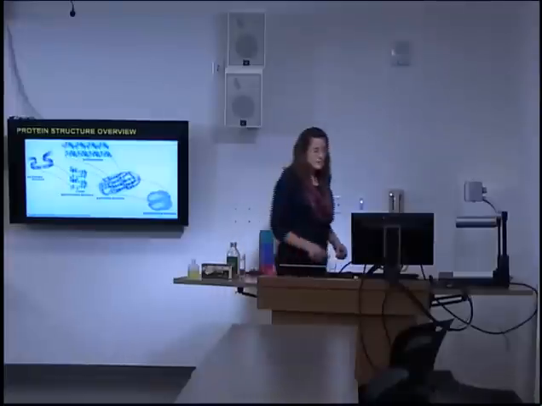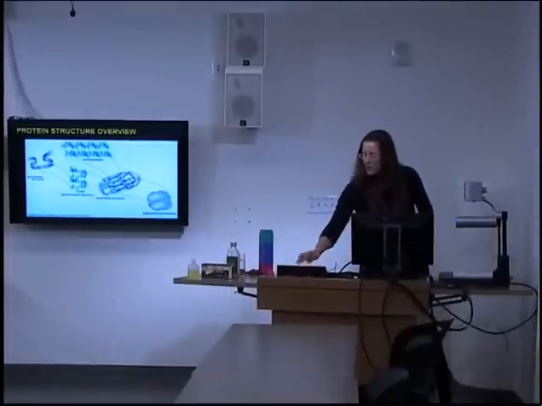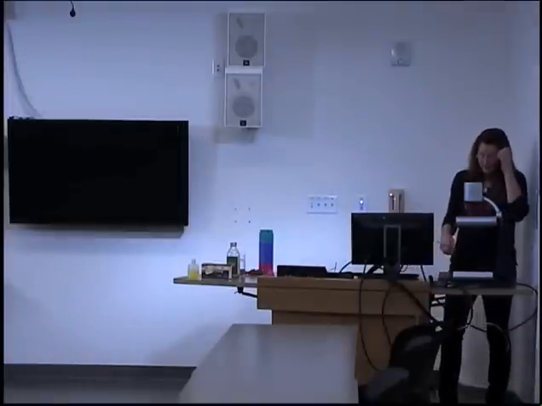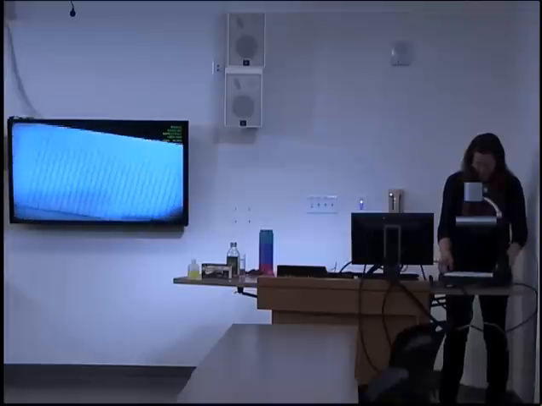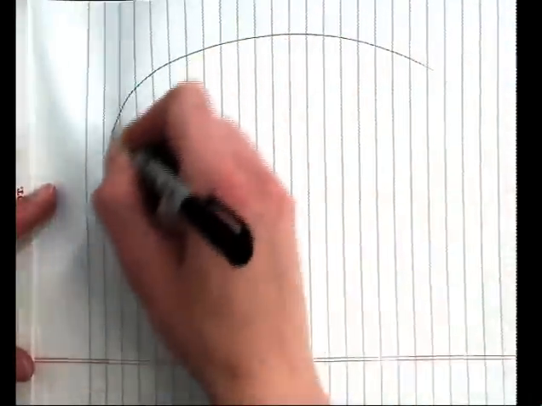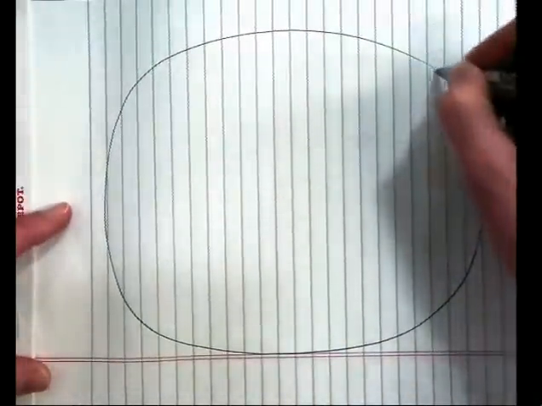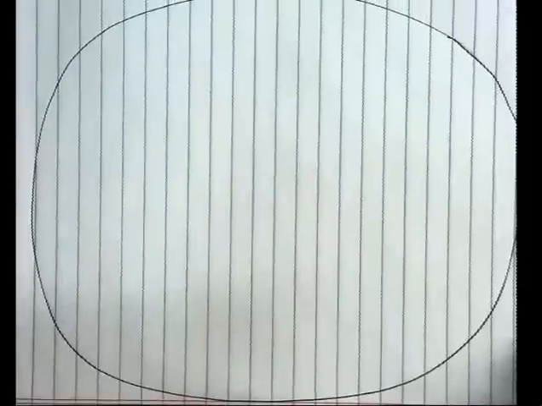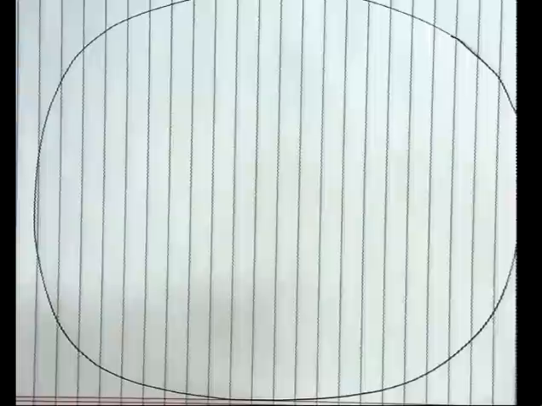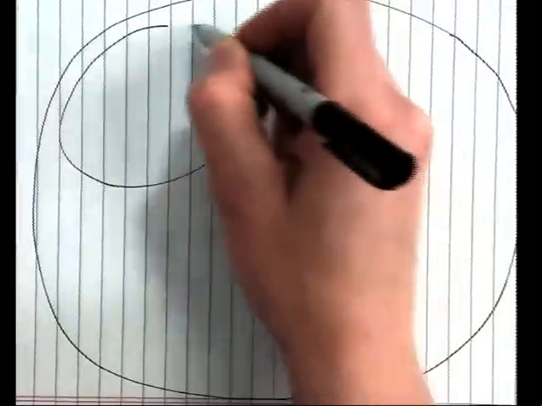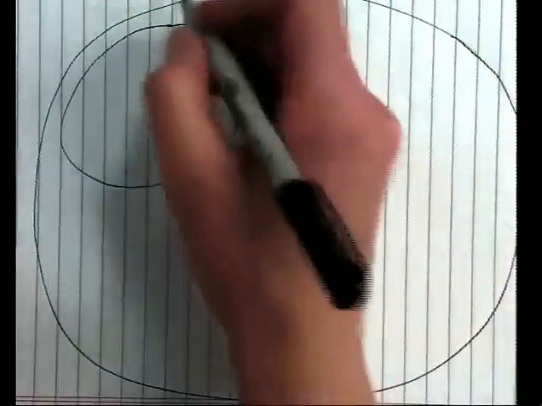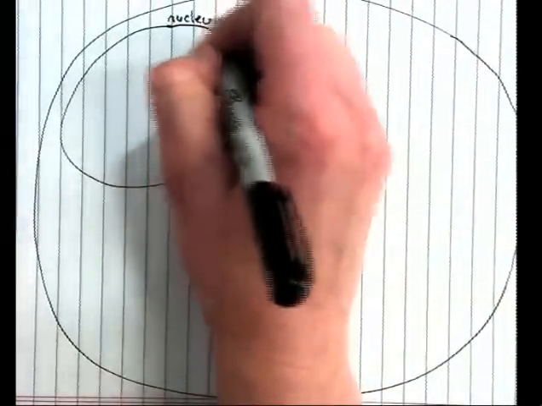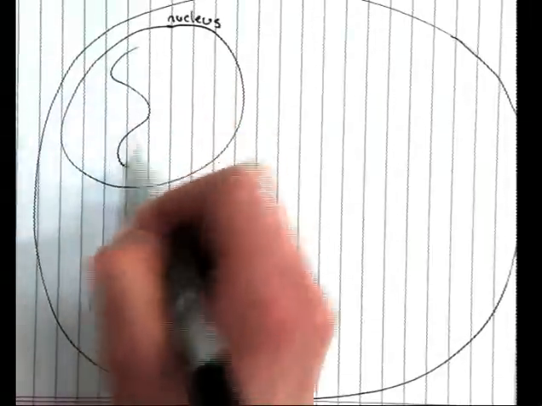Okay, I'm going to move to the document camera so that we can see how this works within a cell. Okay, I'm going to draw a cell. And inside the cell are organelles that you've been reading about. And the first that we want to talk about is the nucleus. Inside of that nucleus is DNA. And so we'll draw DNA.